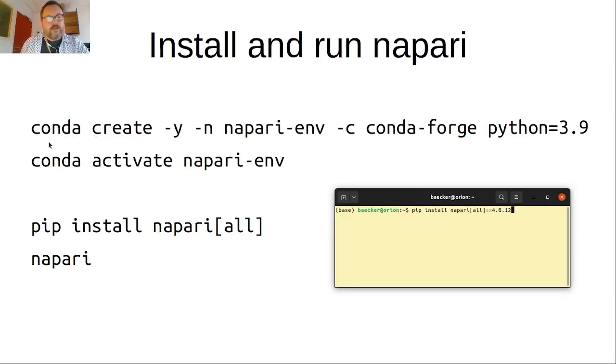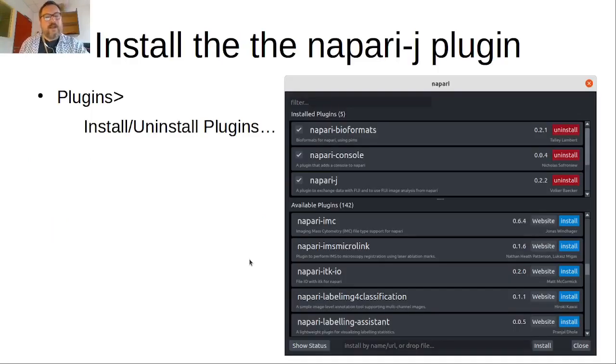So you can create an environment with the conda create command. Then you activate this environment, and then you do the things I said before. Now when the graphical interface of Napari comes up, you go to plugins, install/uninstall plugins, and you look for Napari-j in the list, click the install button, and that's it.